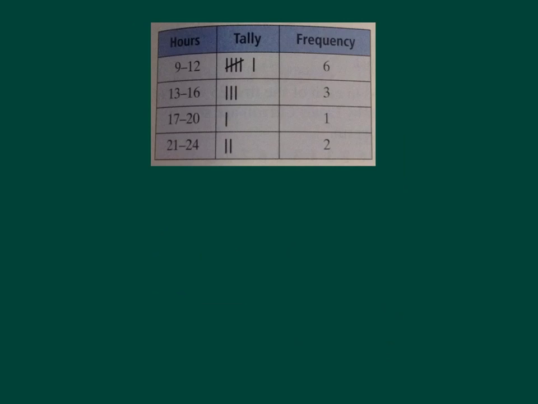So let's say that you tallied that up, the different cell phone battery lives, and now you've made this frequency table. So for 9 to 12 hours, that's 6 people. 13 to 16 hours was 3 people. 17 to 20 hours was 1 person. And 21 to 24 hours, there were 2 people.